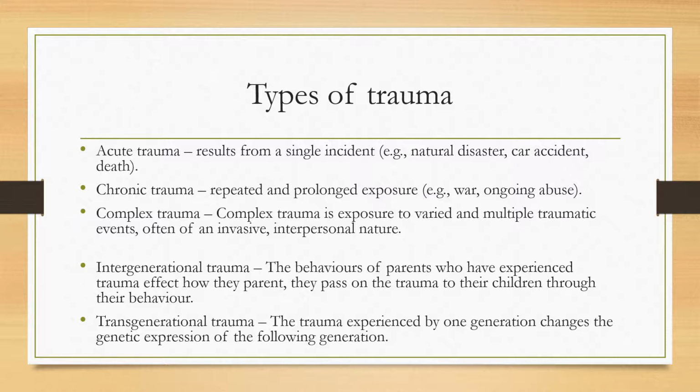We also have something called chronic trauma, and this is repeated and prolonged exposure to something that overwhelms a child's ability to cope. So this was where you'd see the effects of war or ongoing abuse. So something that happens repeatedly and that the child cannot escape. What we have next is the complex trauma. So complex trauma is exposure to varied and multiple traumatic events, often of an invasive and interpersonal nature.